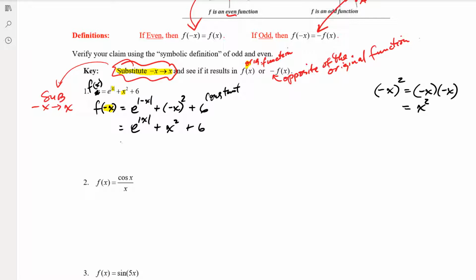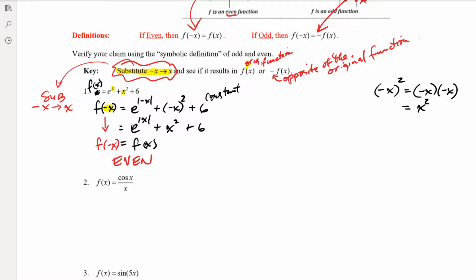And notice that this right here is the original function, called f of x. So notice that these two things are equal. f of negative x equals f of x. And that, my friends, is the definition of even. So this is an even function by definition. This is basically a formal proof of whether a function is actually even.